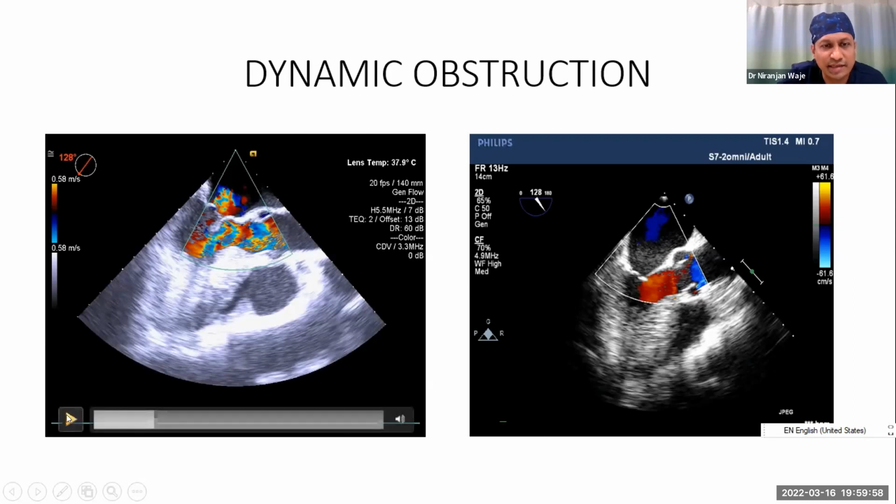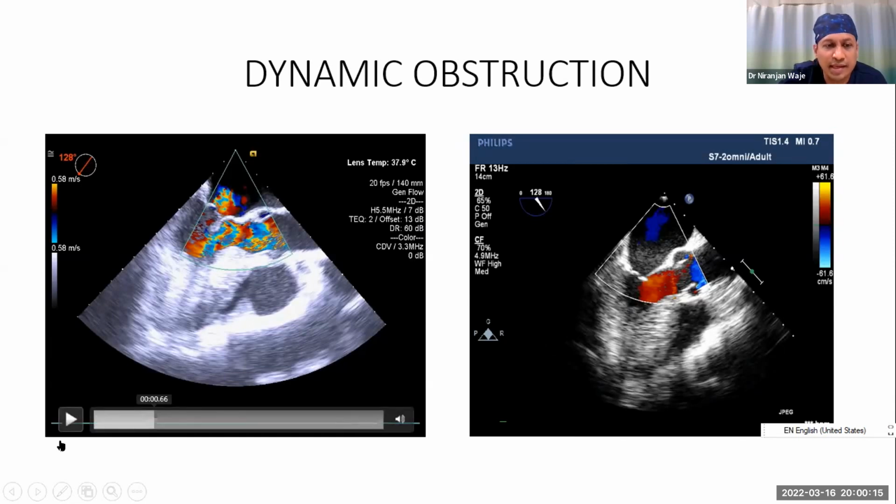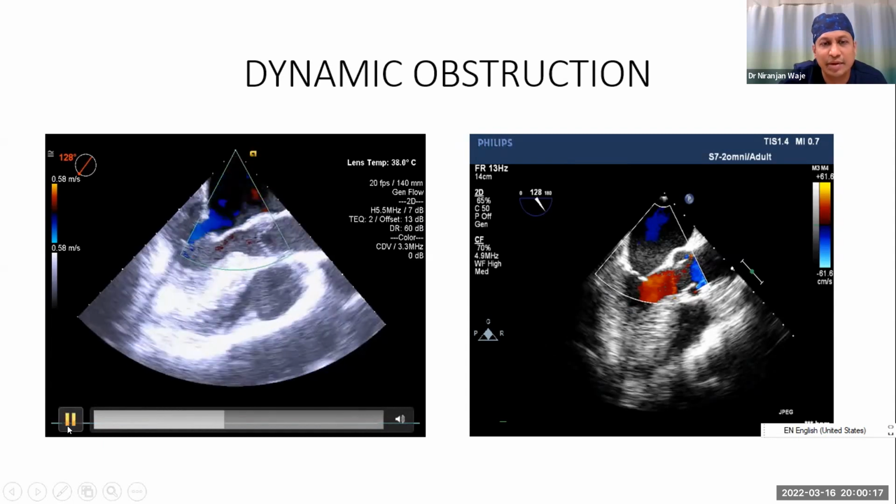So when echo was done, what you see is on the left side of the screen. You can see this is LA, LV, mitral, aortic valve, and this is the LVOT where the arrow is pointing. It causes turbulence of flow. In a similar image in a normal patient, the flow is non-turbulent. You can see homogeneous orange and blue out here. So what was happening is a dynamic obstruction.